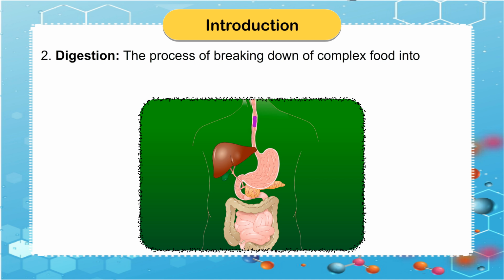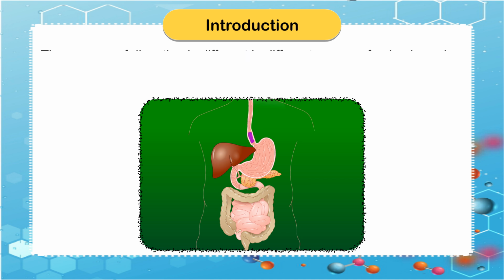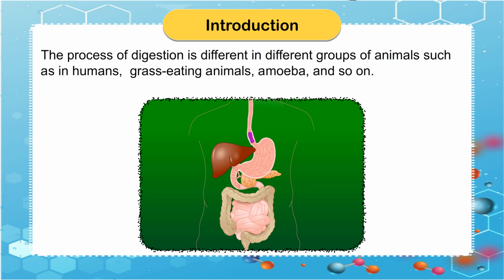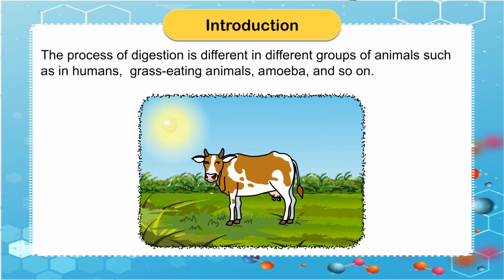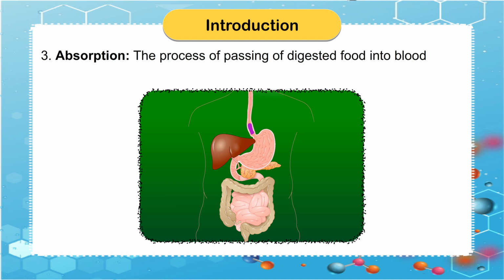2. Digestion. The process of breaking down of complex food into simpler substances is known as digestion. The process of digestion is different in different groups of animals such as in humans, grass-eating animals, amoeba, and so on. 3. Absorption. The process of passing of digested food into blood vessels in the intestine is known as absorption.